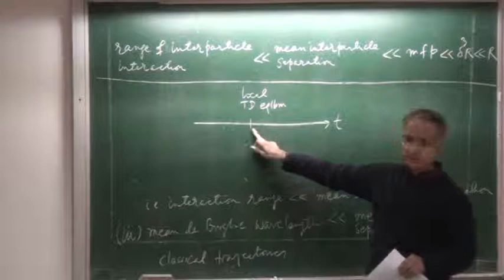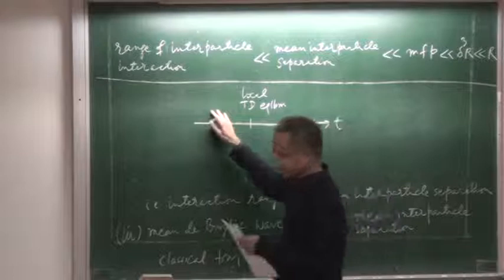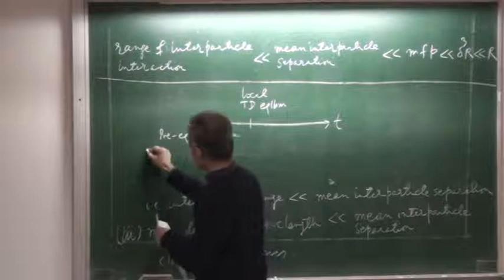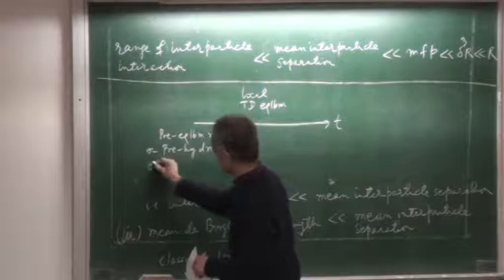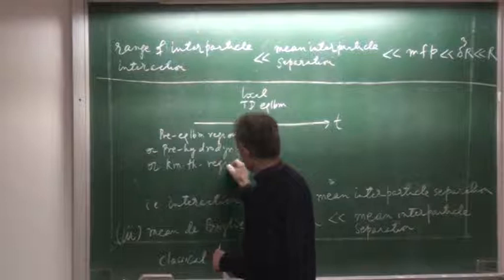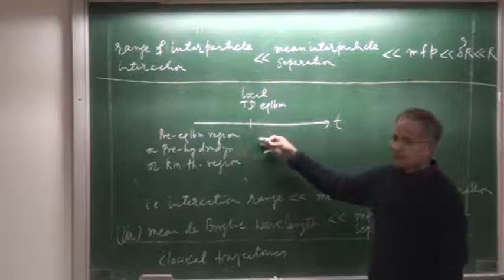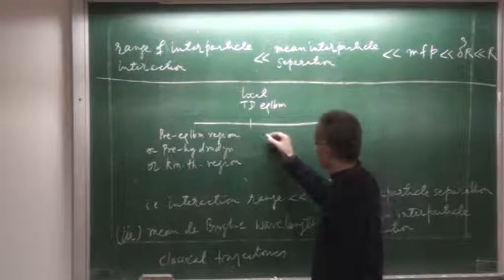Kinetic theory is usually used in this region, the pre-equilibrium region, or pre-hydrodynamic region, or kinetic theory region. And once the equilibrium is reached, it is much more convenient to use hydrodynamics. It's an effective framework. This is the region of hydrodynamics.